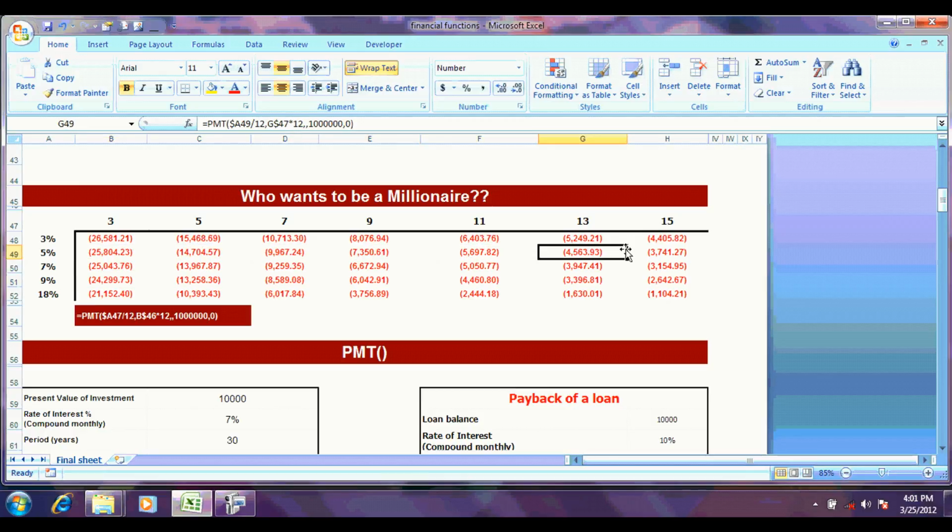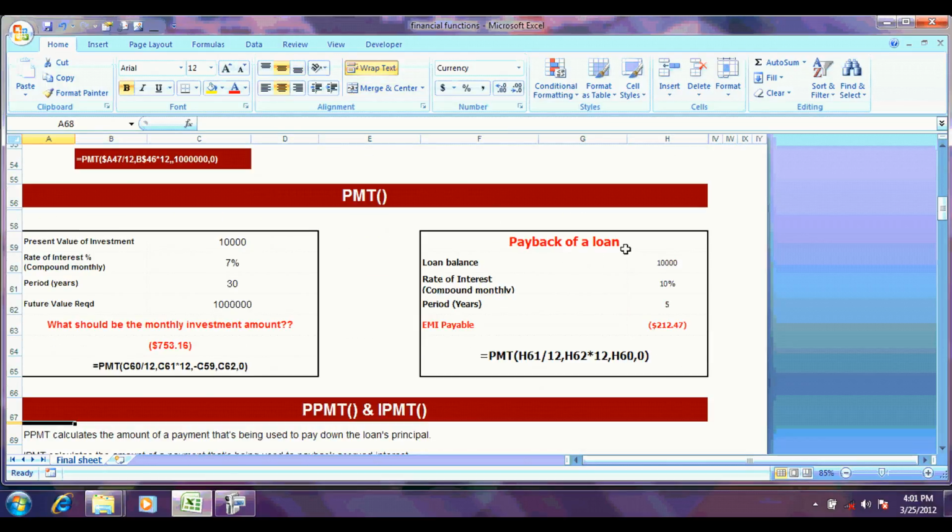So now whosoever wants to become a millionaire, he should invest this much amount of money. He can choose his option and he should try to gain an interest rate of maybe 7, 9, 18. For that you need to brush up your financial education, which unfortunately in today's terms nobody bothers to take care of. Okay, yeah. Now PMT, again same thing.